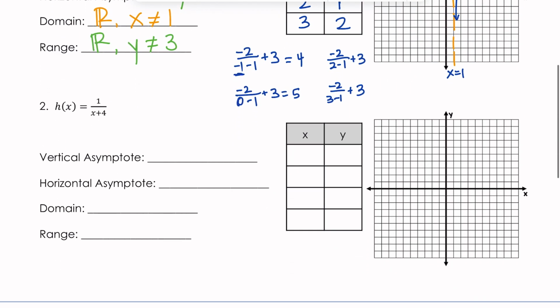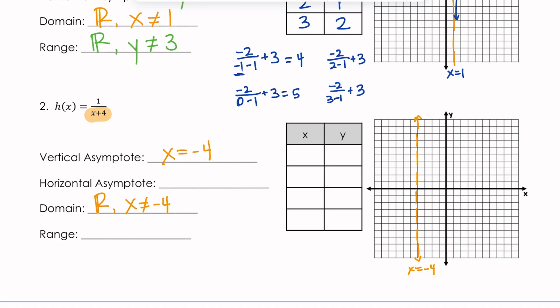Okay, down here on number 2, we have h of x equals 1 over x plus 4. And again, our starting place is what is that denominator? How can I find my vertical asymptote? So my denominator is x plus 4, and so x cannot be -4. So for my asymptote, I'm going to say x equals -4 because that's the actual vertical line on our graph where x equals -4. But then my domain is all real numbers except x cannot be -4.